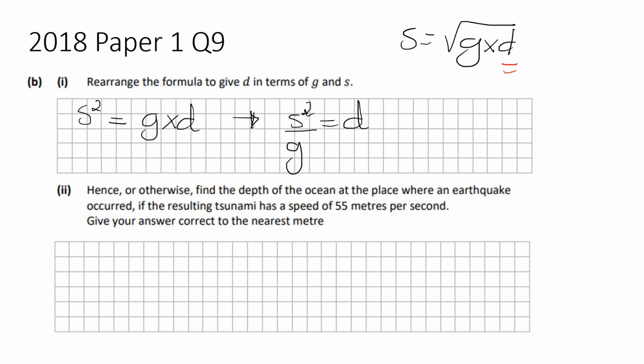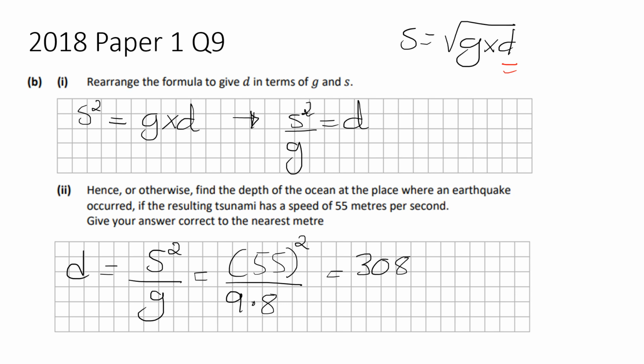Hence or otherwise, find the depth of the ocean at the place where an earthquake occurred, if the resultant tsunami had a speed of 55 meters per second. Give your answer correct to the nearest meter. We're trying to find D for depth, and the formula is S squared divided by G, as we found earlier. The speed is 55, so that's 55 squared, and G is 9.8. So 55 squared divided by 9.8 gives 308.67 meters. Rounded to the nearest meter, that is 309 meters, and that is 15 marks for that part.